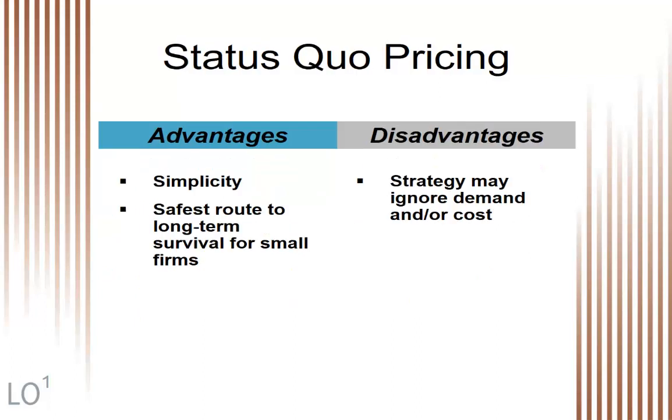Status quo pricing means meeting the competition's price by charging an identical price or very close to the competition's price. It is a simple method of pricing, but the strategy may ignore demand and/or cost. However, if a firm is small, matching the competition's prices may be the safest route to long-term survival of the firm. The advantages include the simplicity of the pricing strategy. Second, it is the safest route to long-term survival for small firms. But the problem is that the strategy may ignore demand and cost.